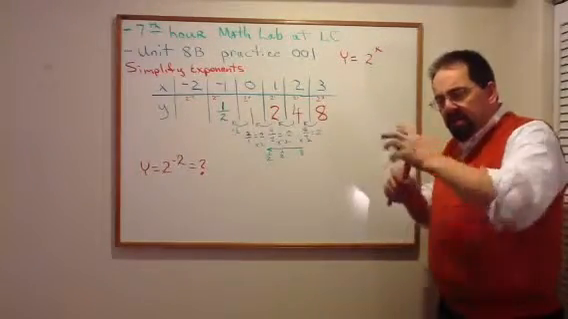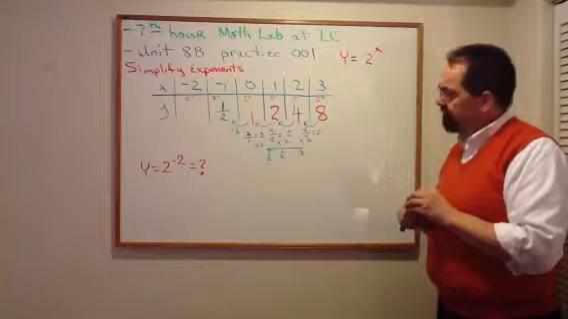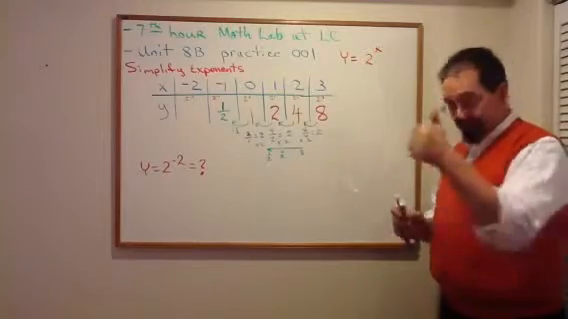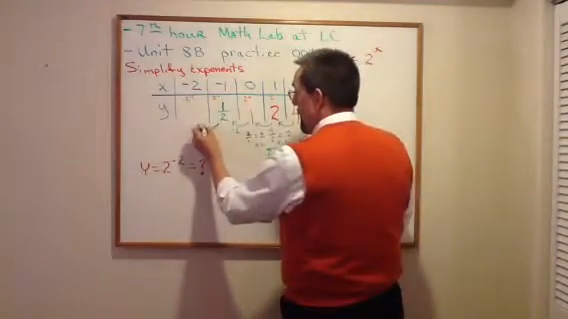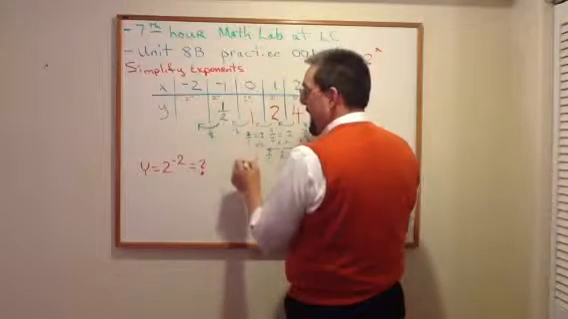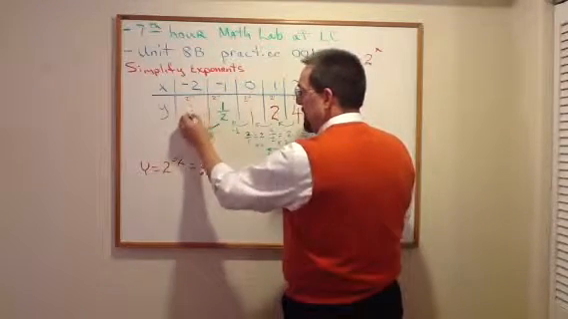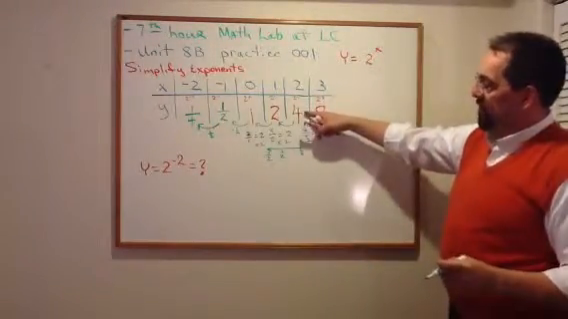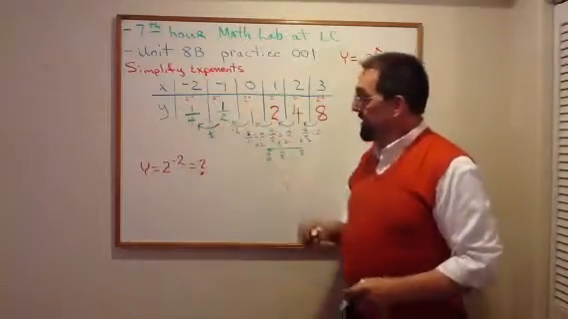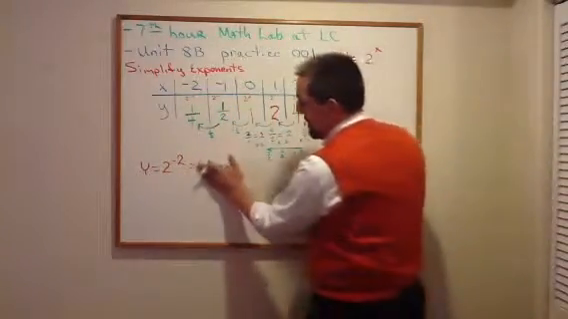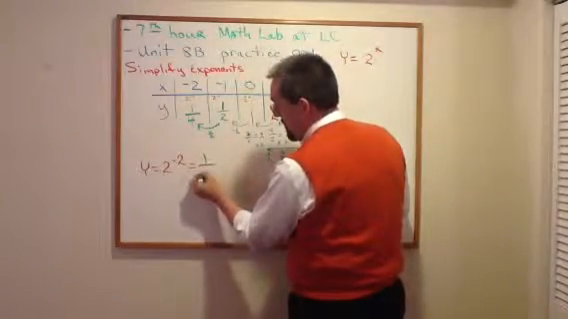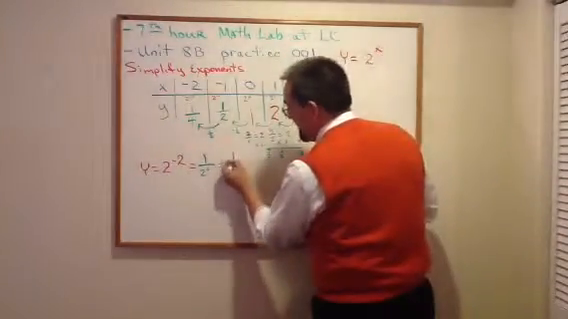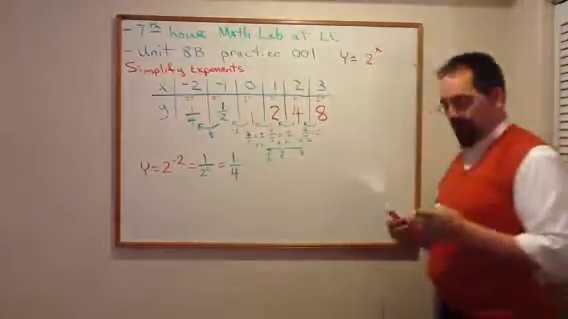You see a pattern? See the division? One over 4. So half of 1/2, 1 over 4. So 2 squared was 4. 2 to the negative 2 is 1/4. 1 over 2 squared, which is the same as 1 over 4.